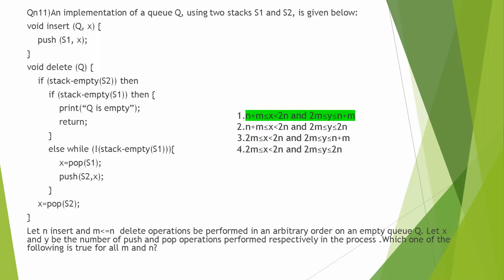An implementation of a queue using two stacks S1 and S2 is given below. So what is a queue? Queue is a FIFO data structure, that means first in first out, and we know that in a queue we will insert the element at the rear position and delete the element from the front position.